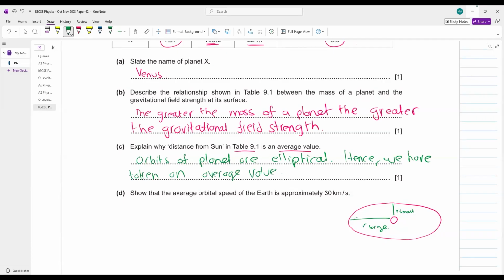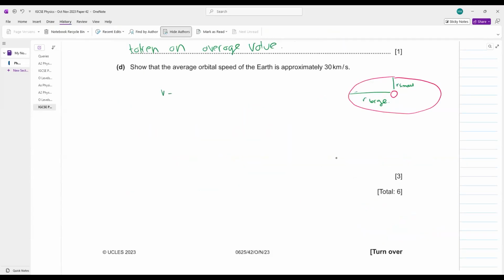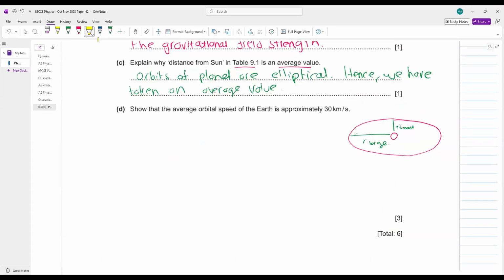Perfect. You have to show the orbital speed of the Earth is this. Orbital speed of the Earth कैसे निकालेंगे? V is equal to 2 pi r over capital T. Okay, so now we have to calculate the average orbital speed of the Earth and show that it is equal to 30 kilometer per second. Orbital speed का formula क्या होता है बेटा? 2 pi r divided by the time period.